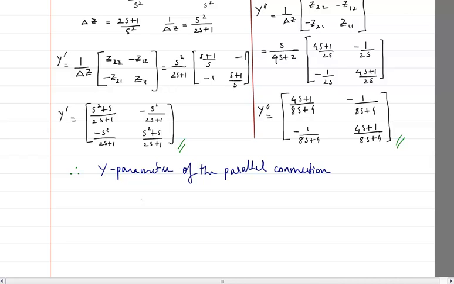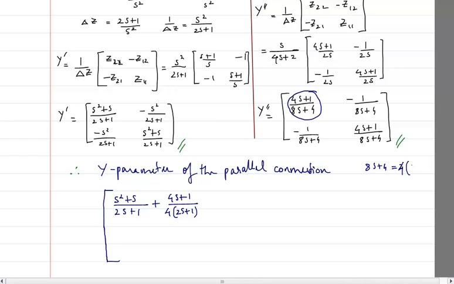So let me just have a look here. So I will write this as, the first one is s square plus s divided by 2s plus 1 plus this portion, correct, which I can write as 4s plus 1 divided by, now have a look here, I can take 4 commonly outside, what I will get is 2s plus 1, correct. What I have done, 8s plus 4, I can write it as 4 multiplied with 2s plus 1. And that is what I have done here.